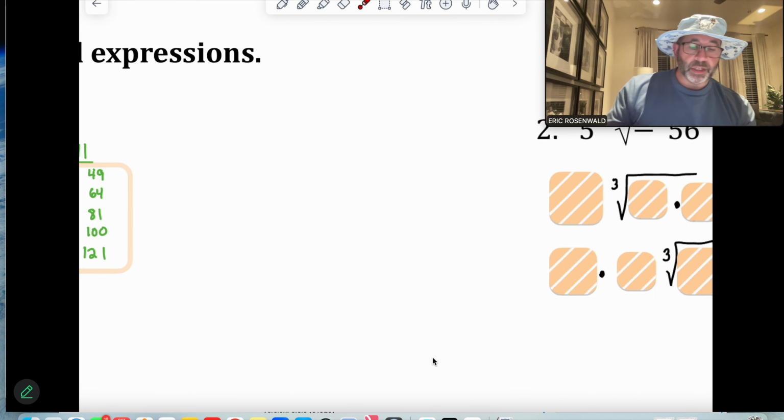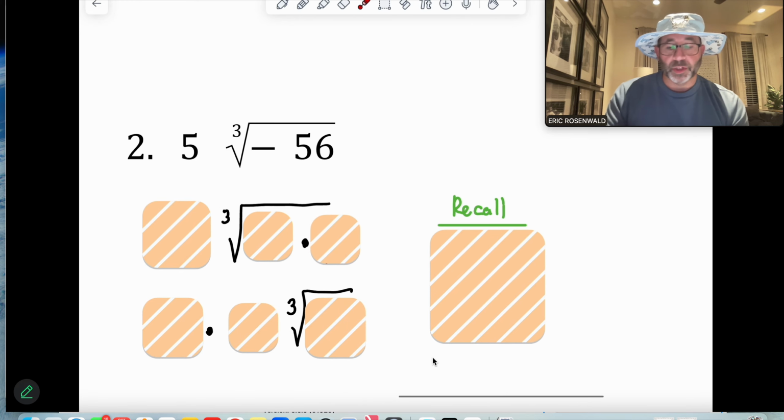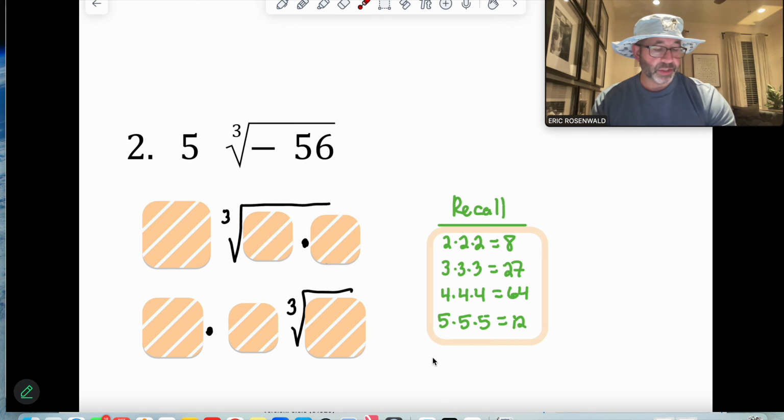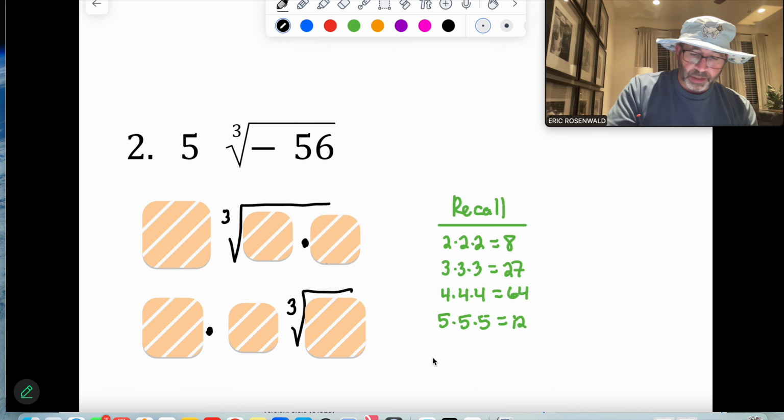All right, let's take a look at number 2. Number 2 is a little bit different. This one's dealing with cubics, not squares. So remember, when we're looking at cubics, those numbers are 8, 27, 64, and one of them got deleted here on accident. And then the other number on there, it should be 125, okay?